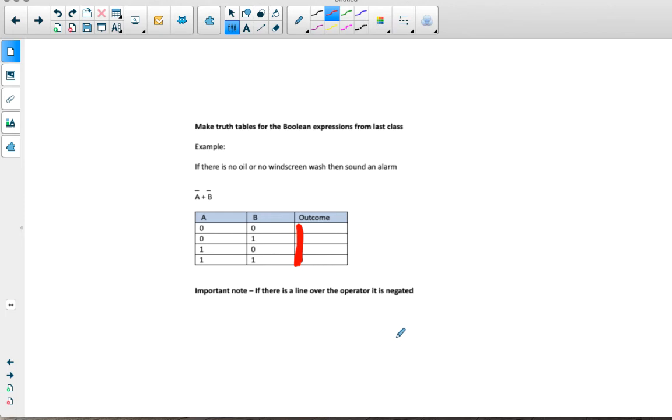Okay, we're now going to have a look at one of the statements from yesterday. If there is no oil or no windscreen wash, then we sound an alarm. So we identify that we have 2 NOT gates and we have an OR gate.